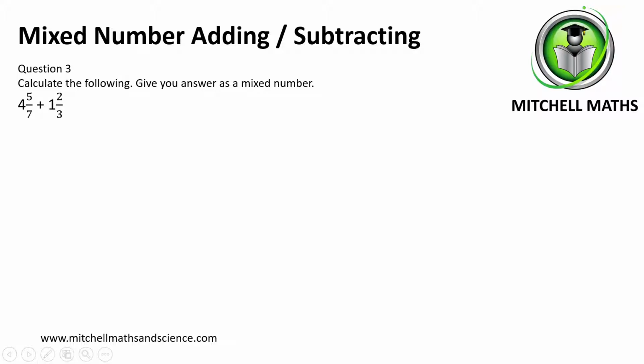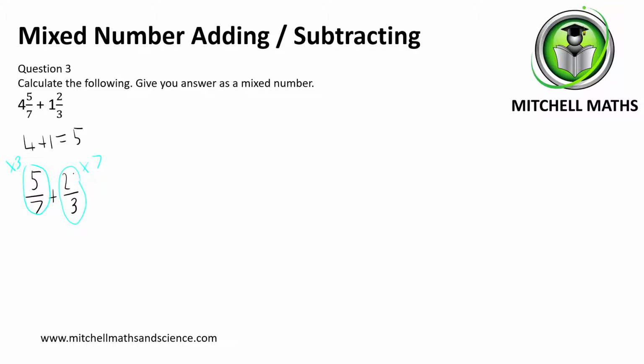Right, so start off exactly the same. I'm going to add the numbers 4 plus 1, which will give me 5. I'm going to now add 5 over 7 plus 2/3. And I'm going to need to convert the denominator again. Well, if I think about 7 and 3, the lowest common multiple of 7 and 3 is 21. I need to multiply 5 over 7 by 3. And I need to multiply 2/3 by 7.